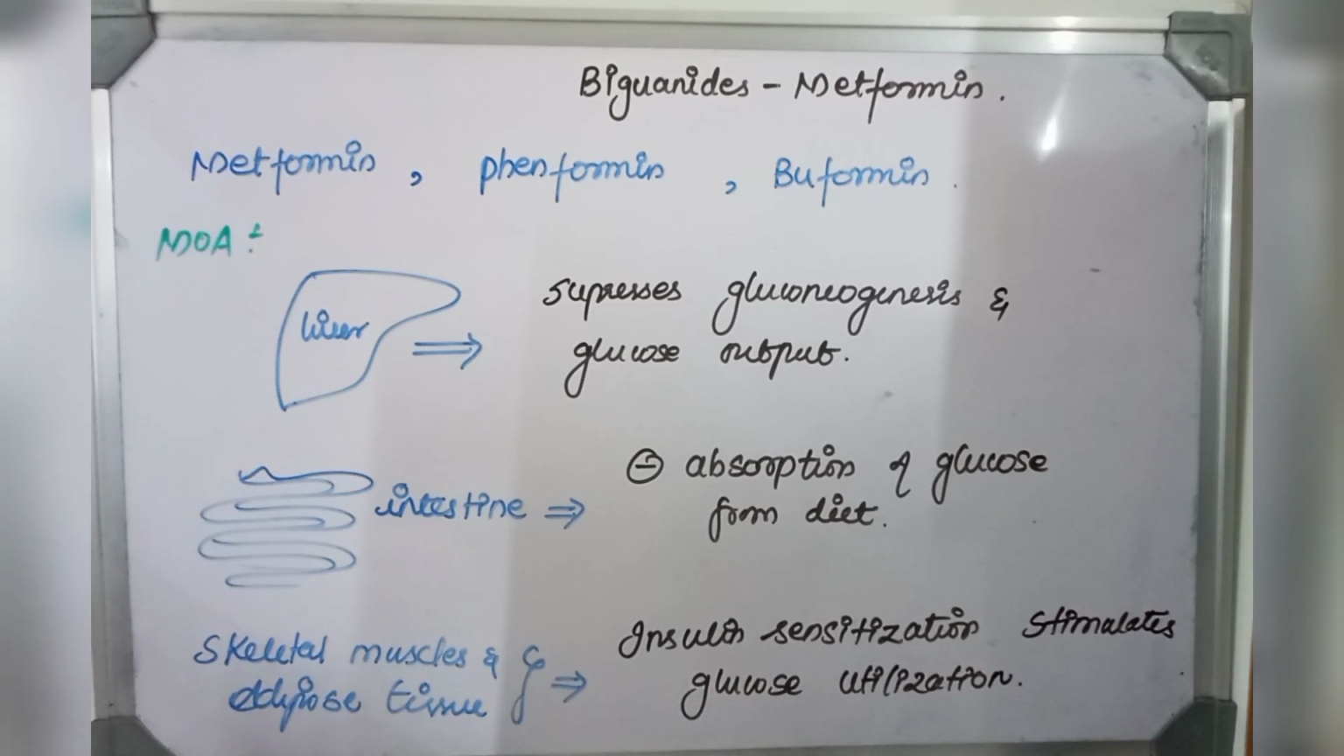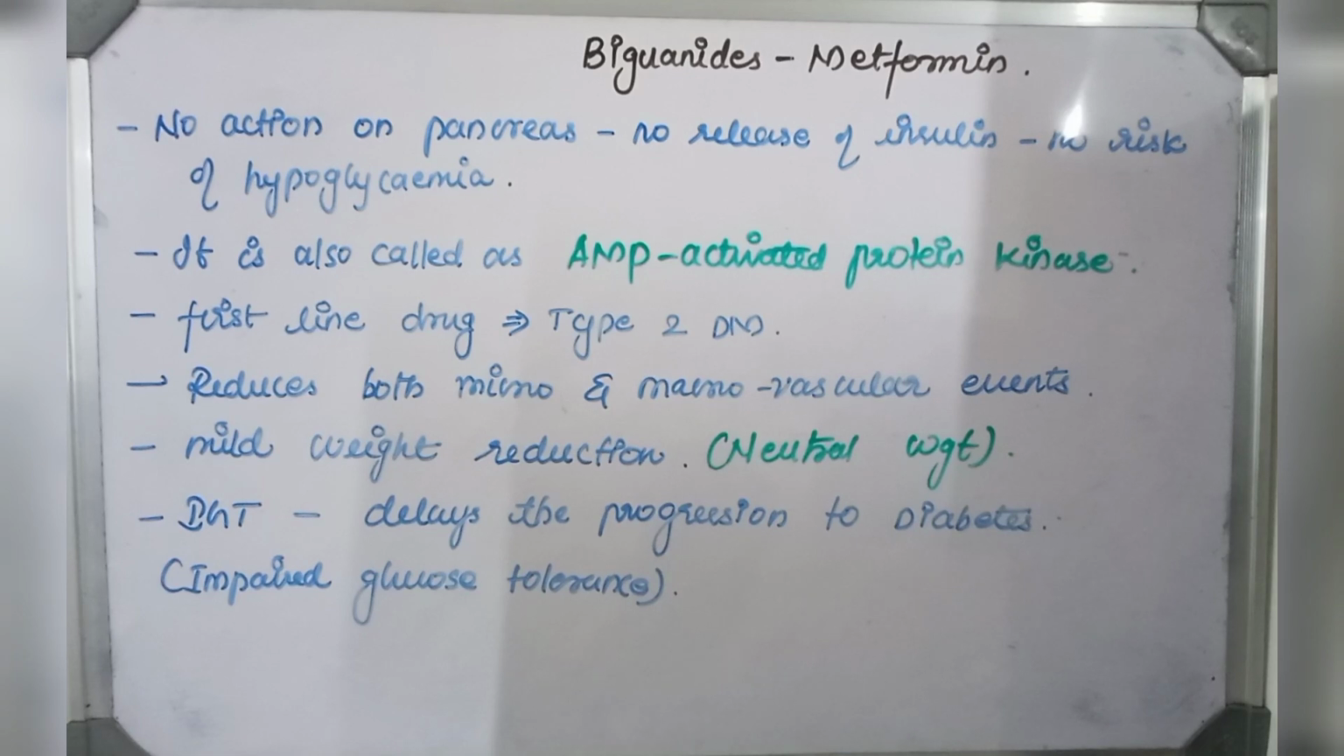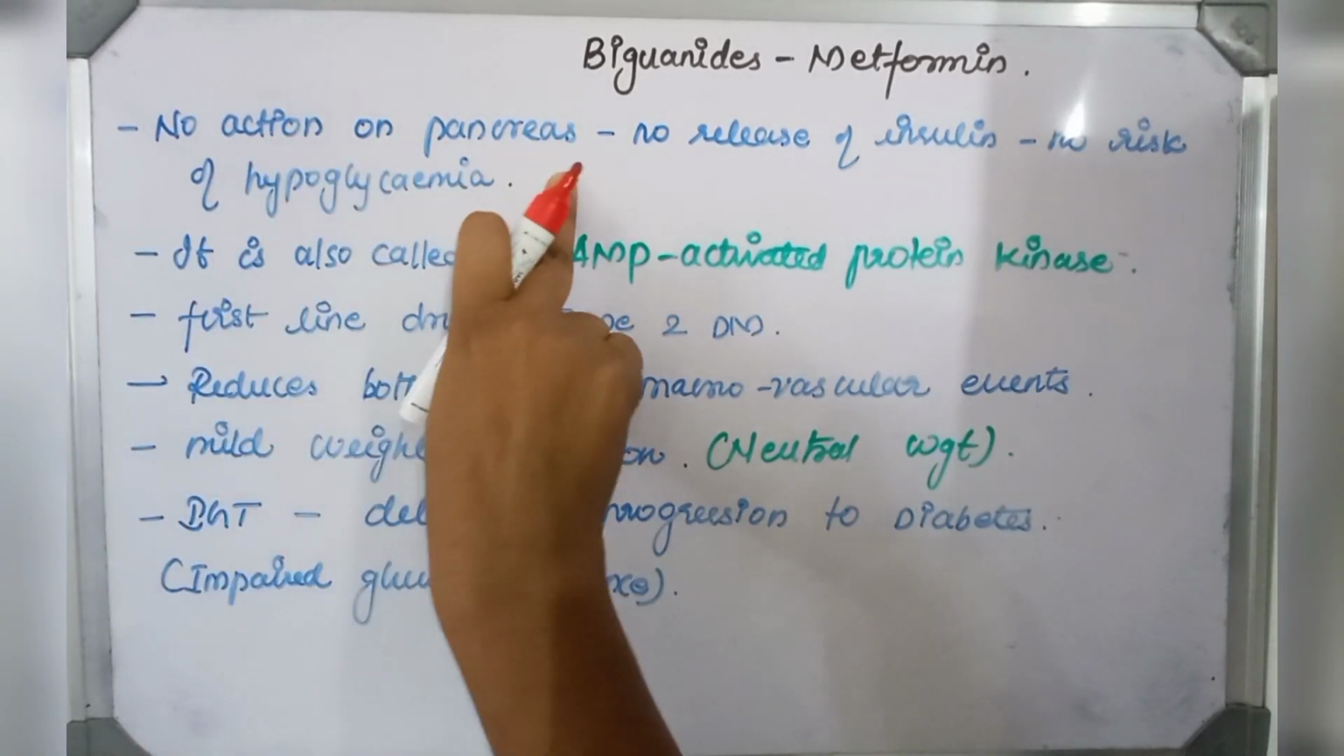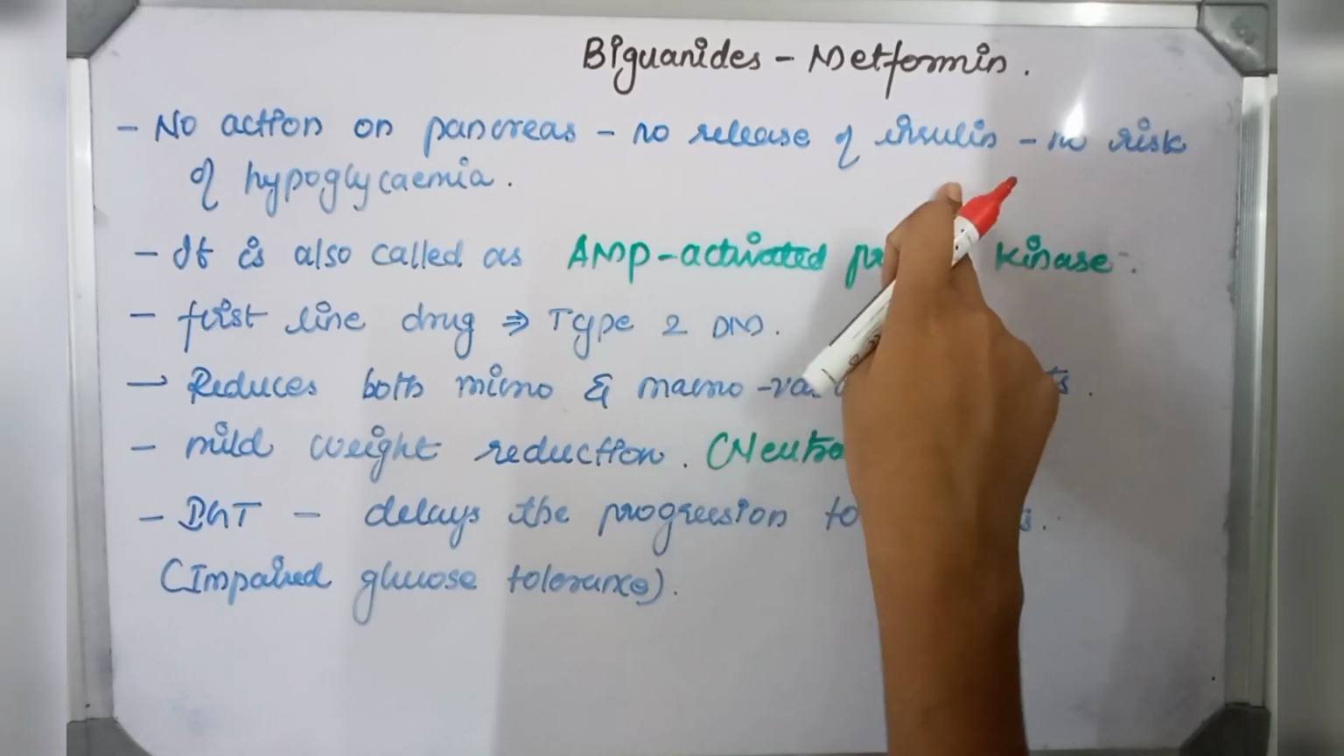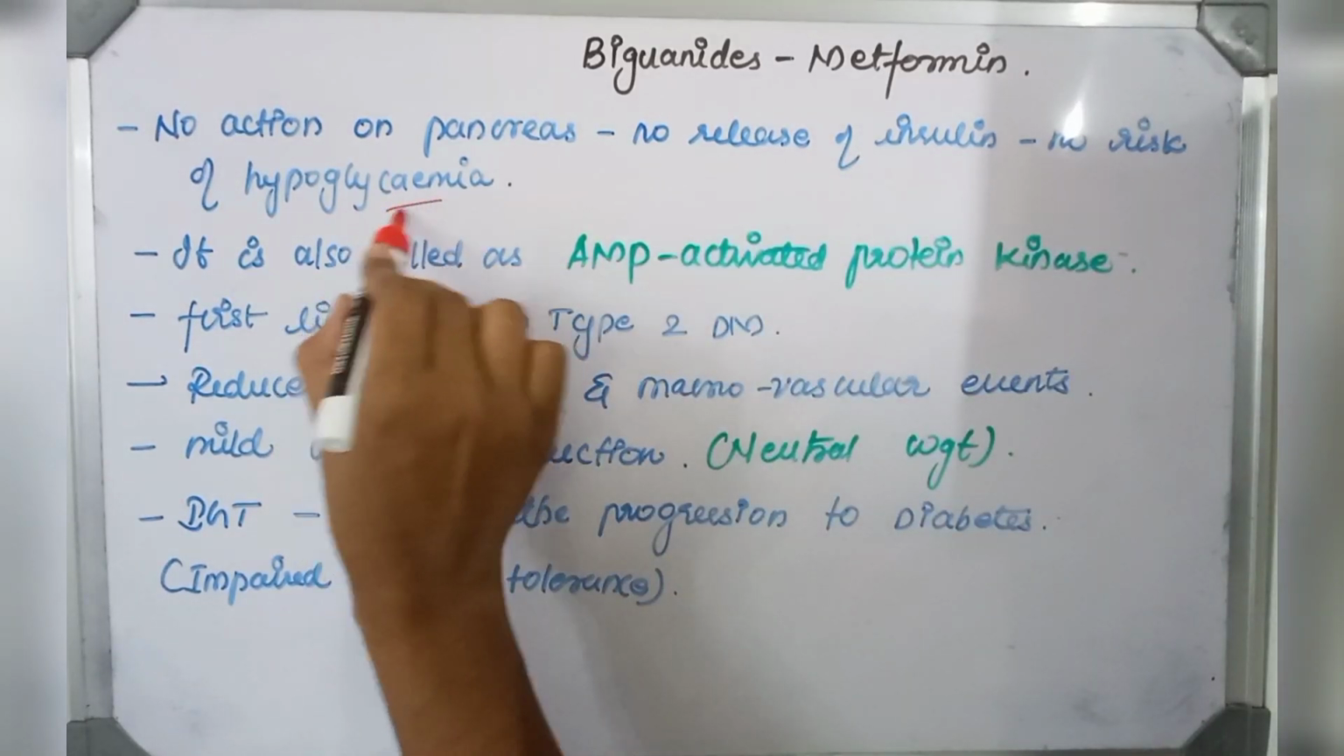It has no role towards the beta cells of the pancreas. So the most important adverse effect, hypoglycemia, which is seen with all the other antidiabetic drugs, is absent here because this drug has no role towards the pancreatic beta cells. Let us see it more clearly. There is no action on the pancreas, so there is no release of insulin, so there is no risk of hypoglycemia. That is the first point.